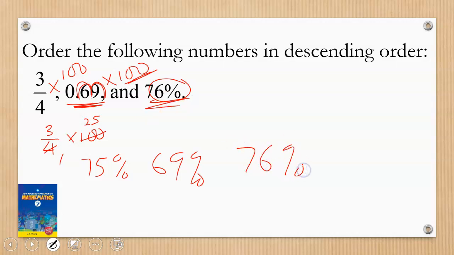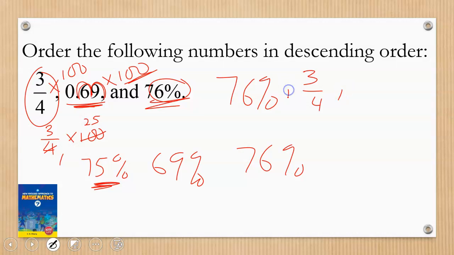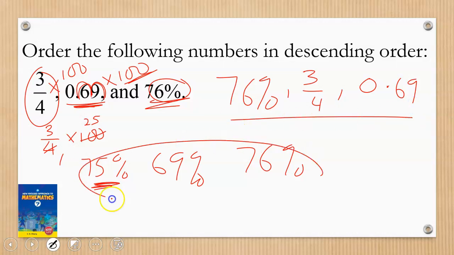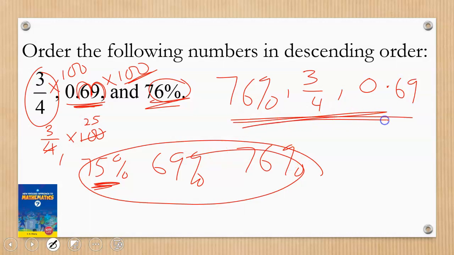So if I'm to arrange them in order of magnitude, that is descending order, it means the greatest should come first, 76%, followed by 75. But 75 was given to us in 3/4 form. Then finally we have 0.69. It's good to bring it back to the original before you do the comparison, because this was what you did, but this was what was given to you, so you arrange them in that order. So this is one option.